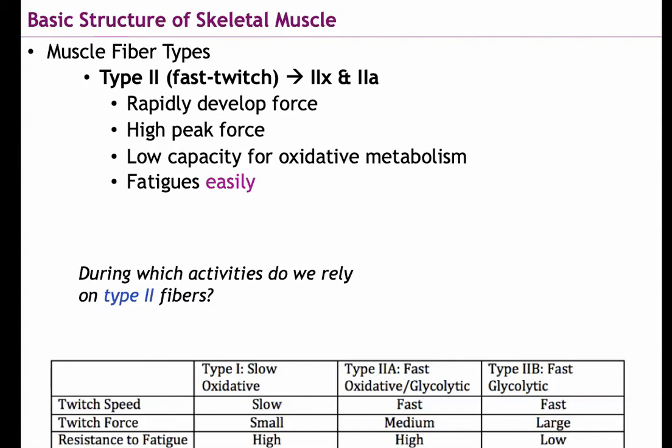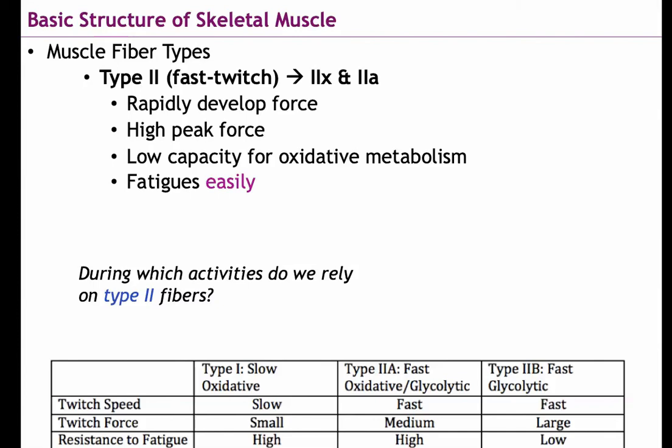Okay, so let's look at the bottom chart down here. We want to just kind of compare all three of them. So over here, let's start with type 1, slow oxidative. So slow twitch speed, small amount of force, but high resistance to fatigue. And then type 2A, fast twitch speed, medium twitch force, and also a high resistance to fatigue because the FOG, they have more oxidative enzymes and they use oxidative metabolism more so than the type 2X. Remember, this right here says type 2B, same thing as the type 2X. Fast glycolytic. They're fast, they produce a large amount of force, but they fatigue out very quickly.